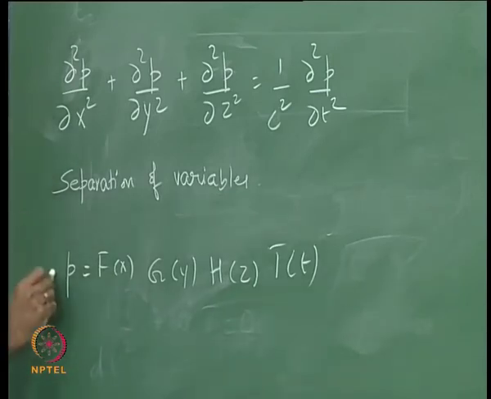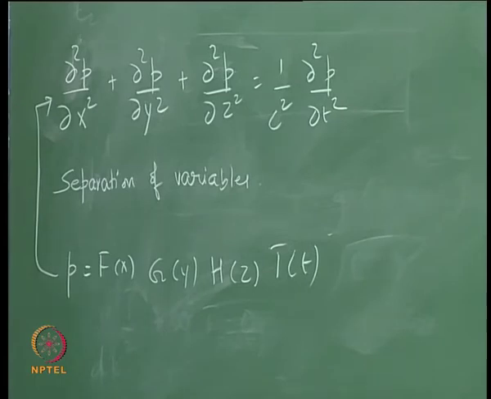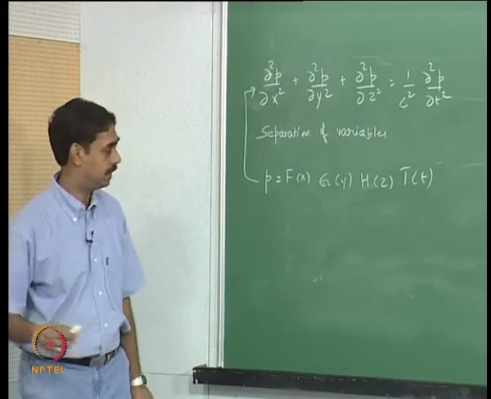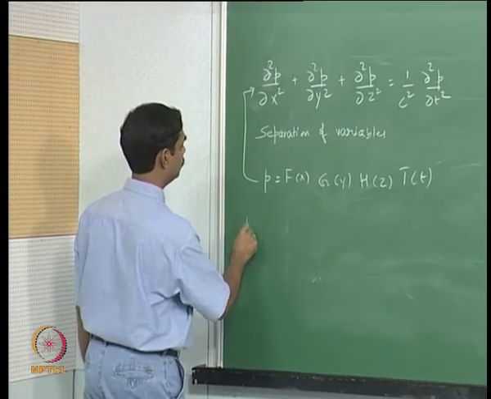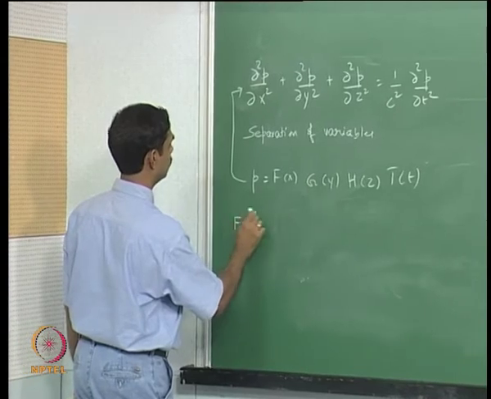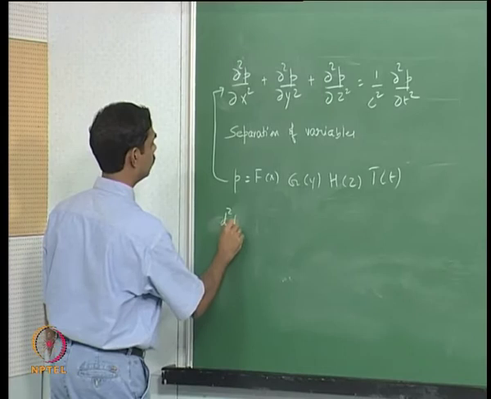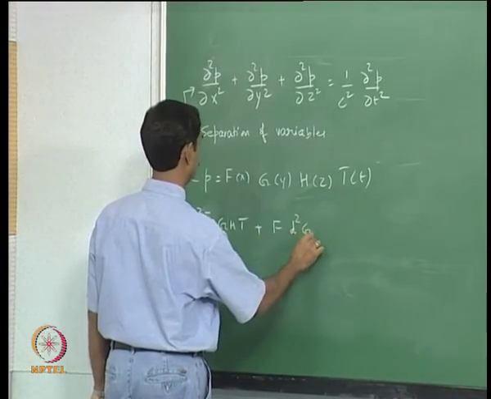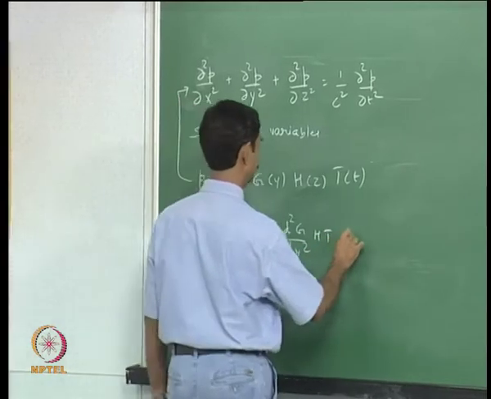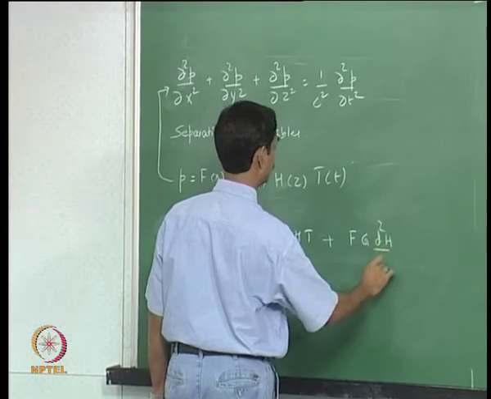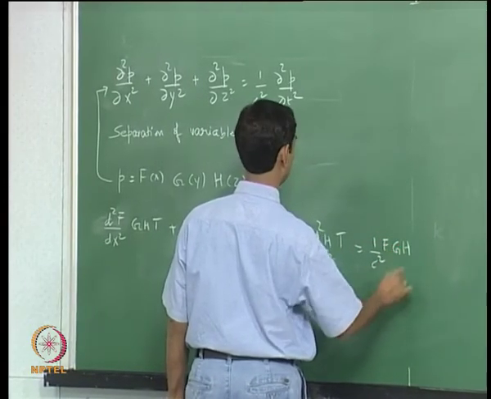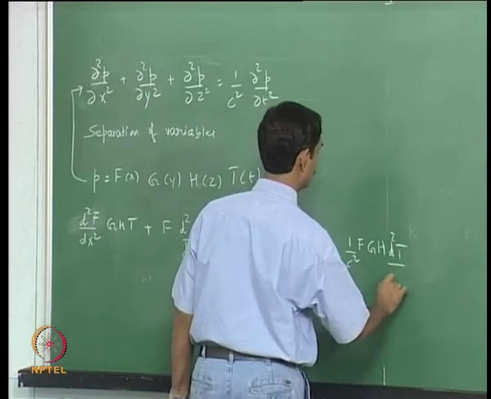So you can substitute this in here, and by now you know the trick. You divide throughout by p, and then you can separate out the terms as function of x, function of y, function of z, function of time. So if you do this, you will get f times d squared f by dx squared times g h t plus f d squared g by dy squared h t plus f g d squared h over dz squared t equal to 1 over c squared f g h times d squared t by dt squared.